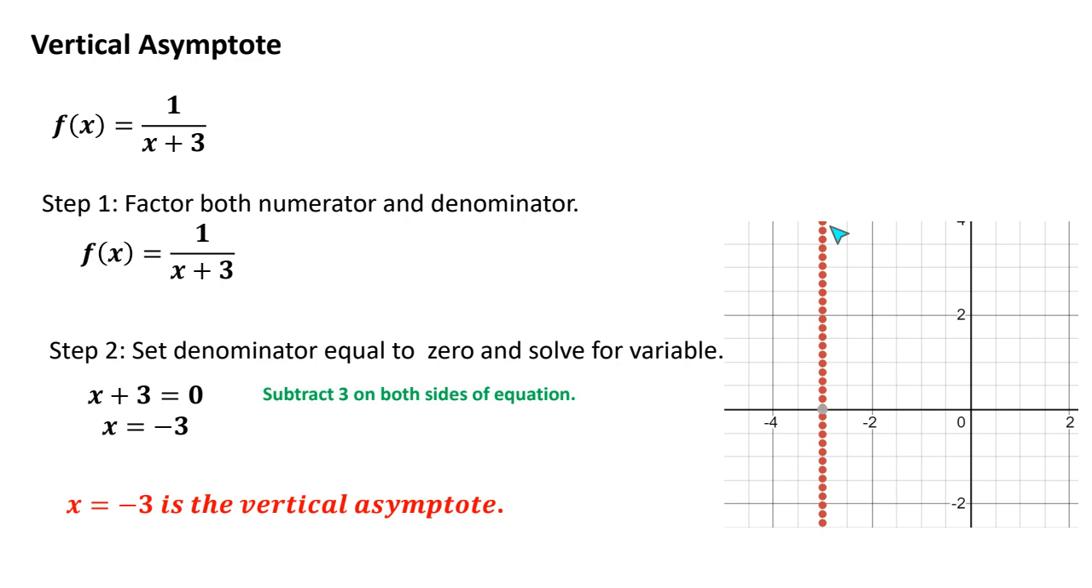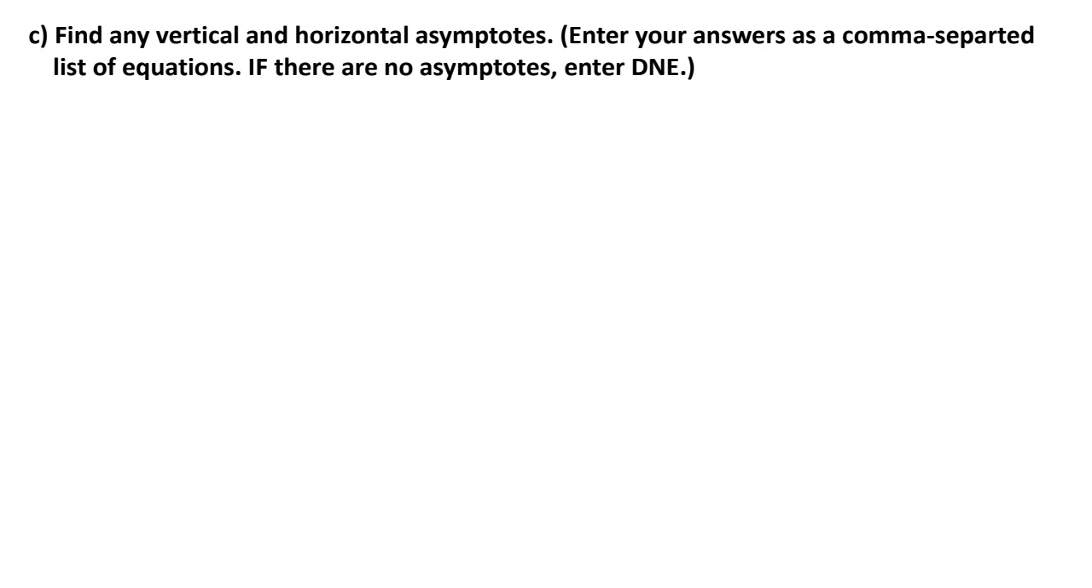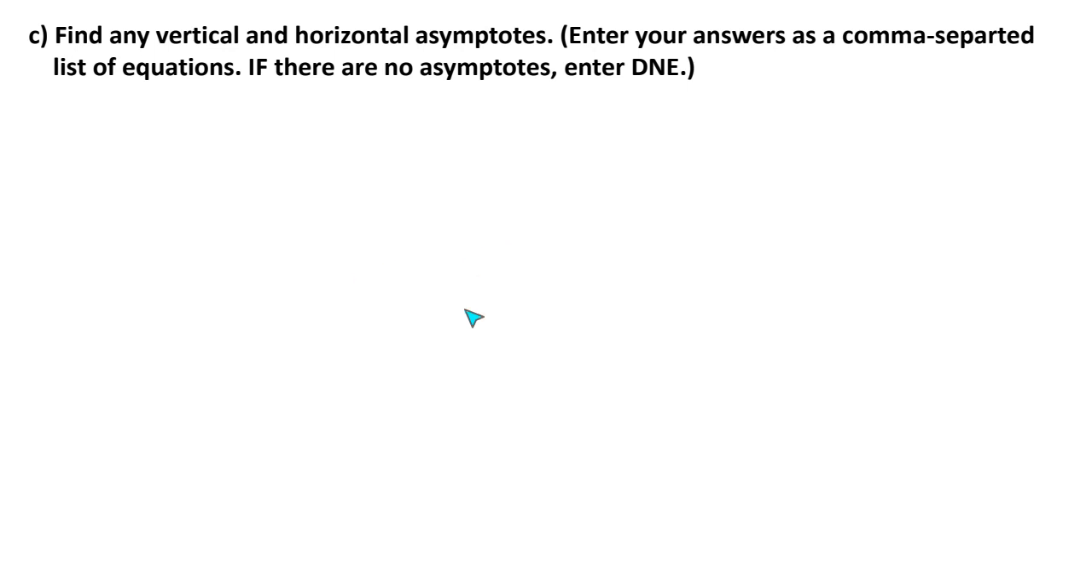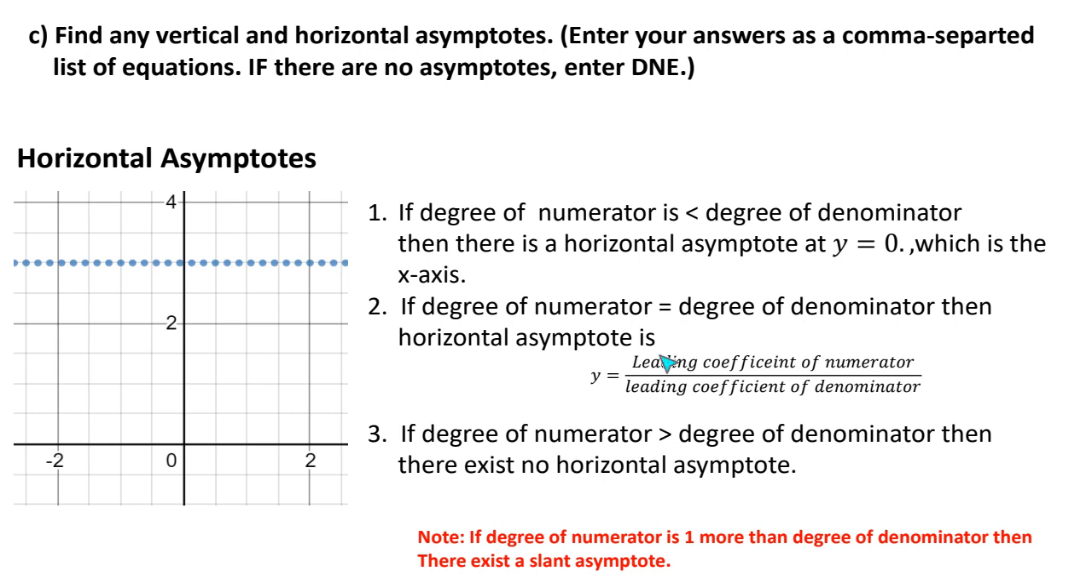And then if I was to graph it, it would look like this as a dotted line. And now the horizontal asymptote. As a review, this is a horizontal line that is dotted. And there are 3 situations. The first one: if the degree of the numerator is less than the degree of the denominator, then the horizontal asymptote is at y equals 0.